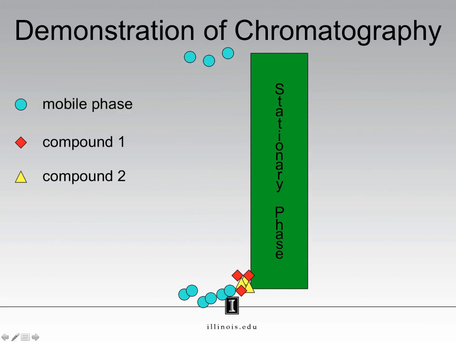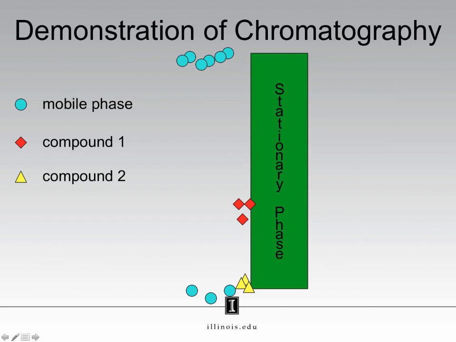In a chromatography experiment, some compounds may strongly interact with the stationary phase, and some may weakly interact with the stationary phase. Let us see whether compound 1, the red diamonds, or compound 2, the yellow triangles, interact with the stationary phase with different strengths. Here we are again moving the mobile phase across the stationary phase, and we can see that compound 1 has moved up the stationary phase. What this tells me is that compound 1 does not interact strongly with the stationary phase. Therefore, it enters the mobile phase and moves across the stationary phase.